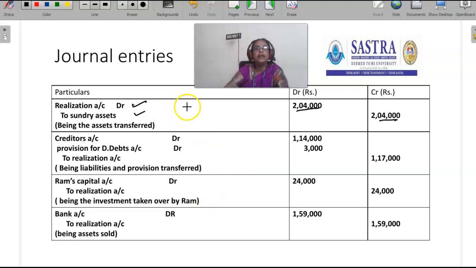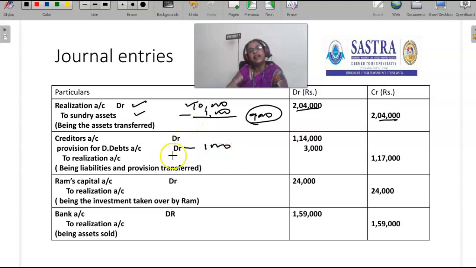Suppose the debtor is 10,000 rupees and the provision for doubtful debts is 9,000. In the outer column we have 9,000 rupees. We should not transfer this 9,000 here. We should transfer only 10,000. But we have to mention 1,000 rupees while transferring the liabilities. So in the second step we transfer liabilities and the provision for doubtful debts. Here we transfer the gross amount, and the provision has to be transferred here.